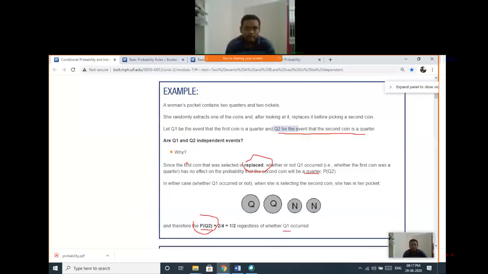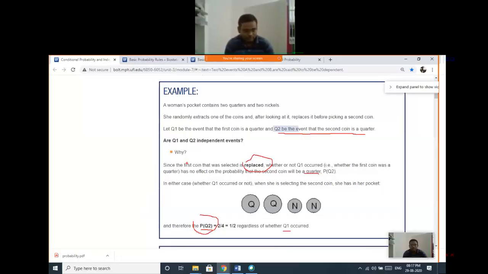Okay, it has no effect on the probability the second coin will be a quarter. The second coin being a quarter or not doesn't depend on the previous one, because we are using this replacement policy. In either case, when she is selecting the second coin, she has the same coins in her pocket. Therefore the probability of event 2, that is Q2, is equal to 2 by 4, since there are two nickels and two quarters, regardless of whether Q1 has occurred or not. So the probability of Q2 doesn't depend on Q1.